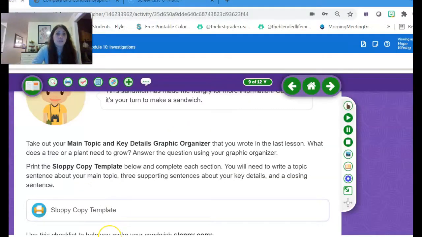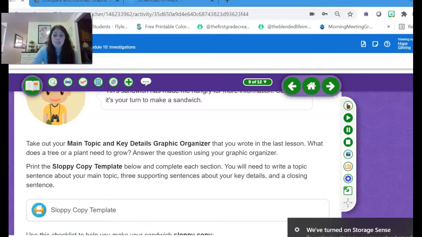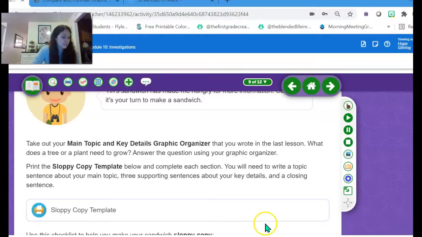So now it is your turn to make a sandwich. On page 89 in your workbook is the sandwich template that you'll fill in. Now you do not have to submit this today, but it will really help you tomorrow when you are writing your clean copy. All you'll have to do is take the parts of your sandwich that you wrote today and write them into your clean copy.